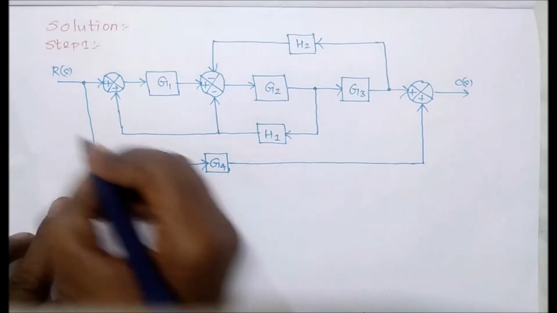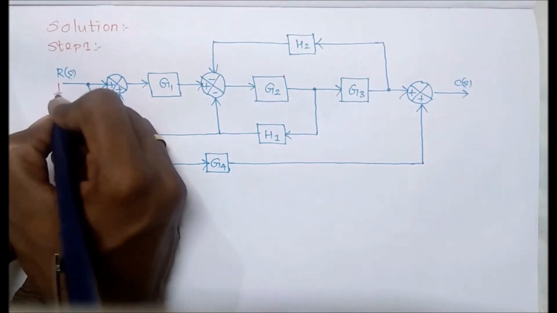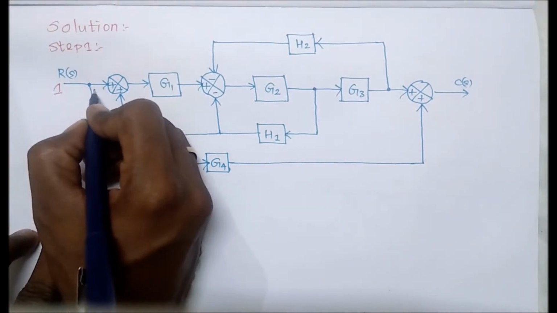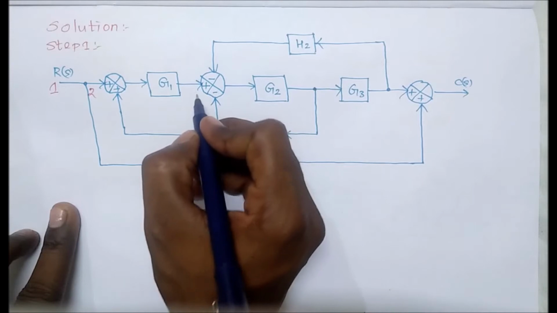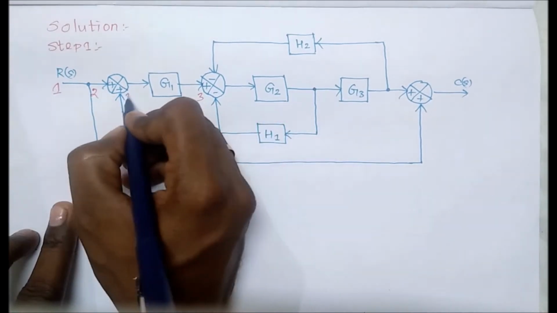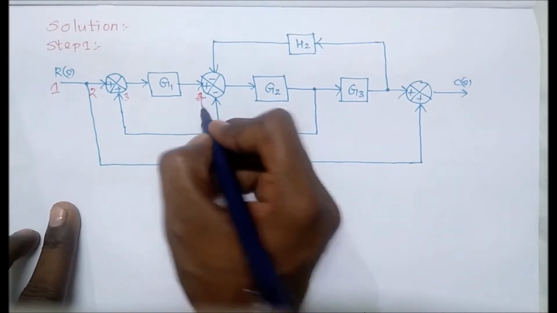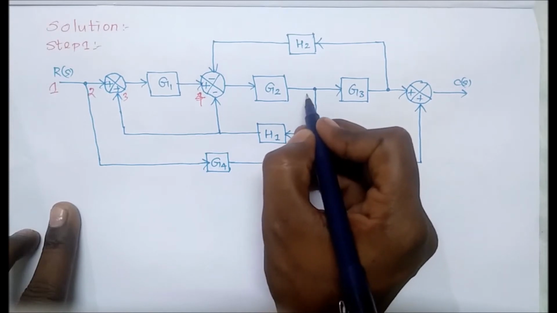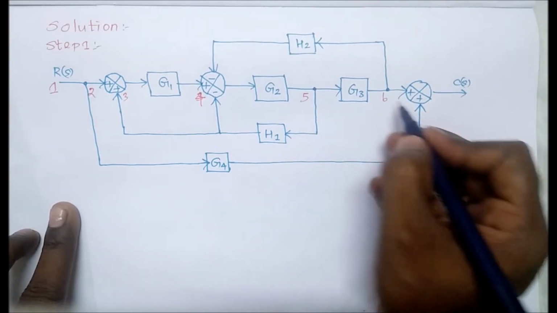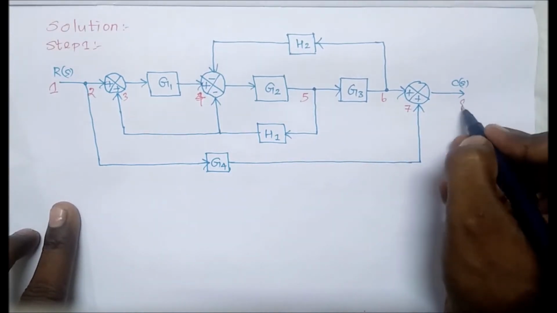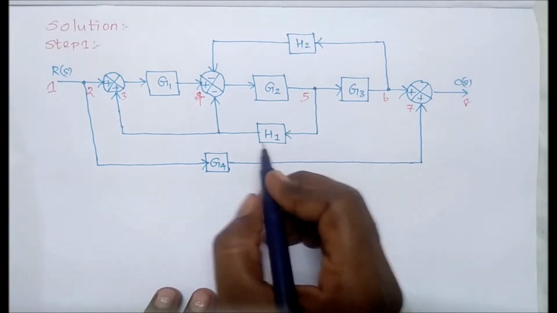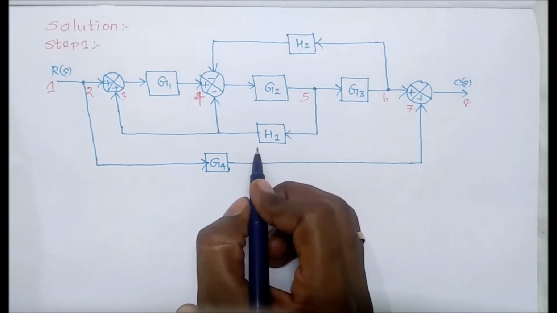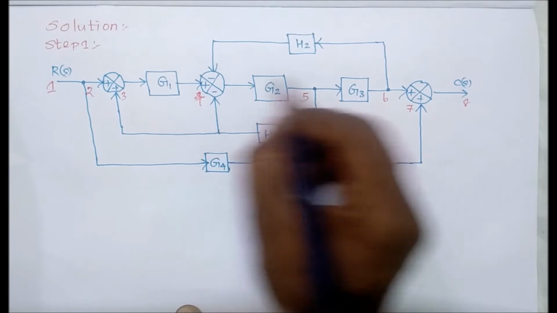So now we can mark the first input as 1. Next we can consider this as 2. Then this is 3, this is 4, this is 5, this is 6, this is 7, this is 8. So now we have to draw the equivalent signal flow graph for this block diagram.